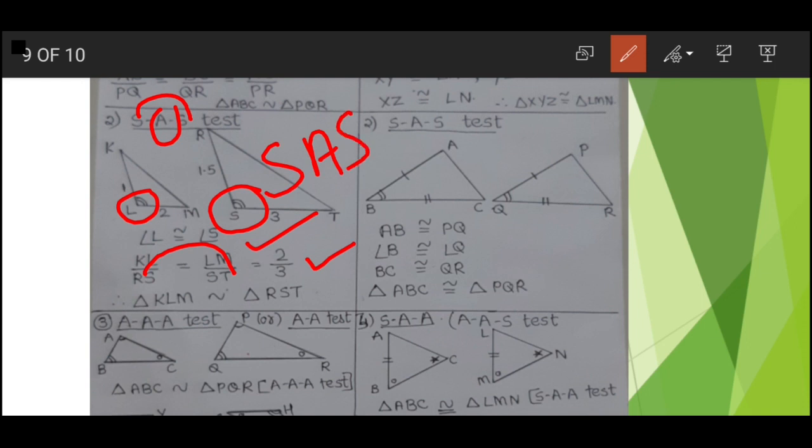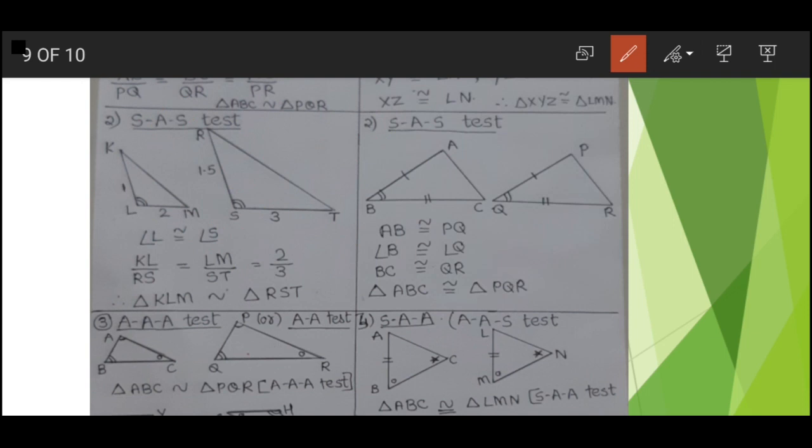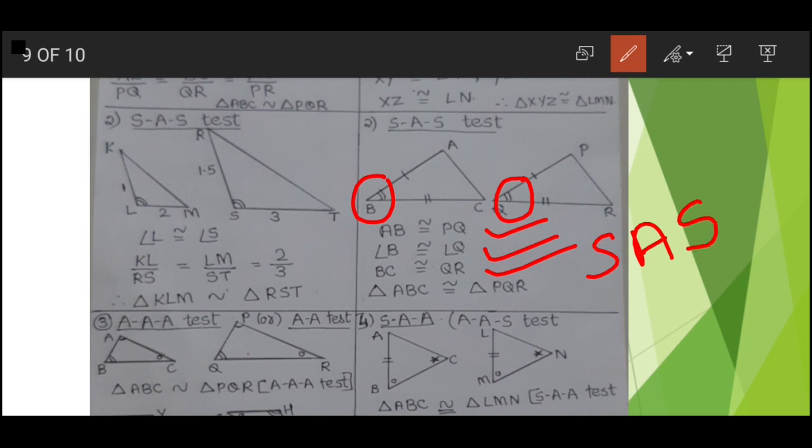Now coming to this side, children, that is congruence of triangles. In the SAS test, two sides are congruent and the angle between the two sides is also congruent. So you can see here AB is congruent to PQ, angle B is congruent to angle Q and side BC is congruent to side QR. So the triangles are congruent by SAS test.